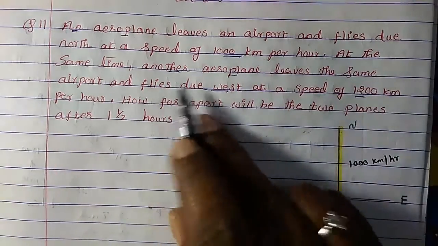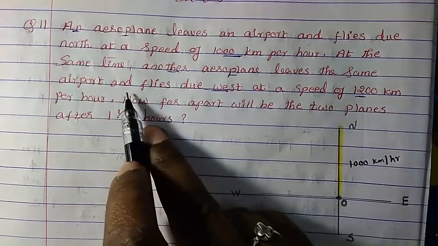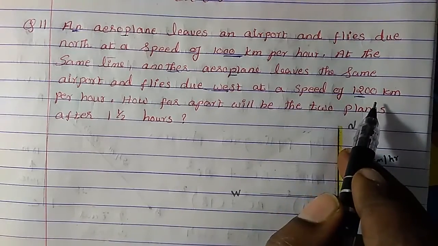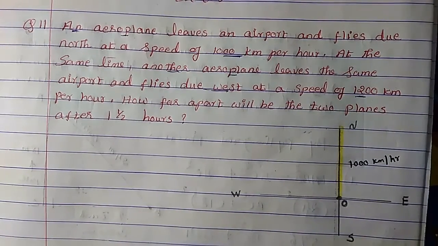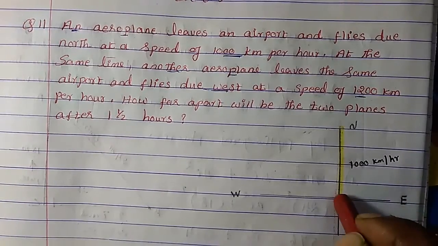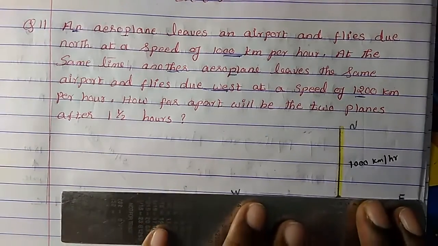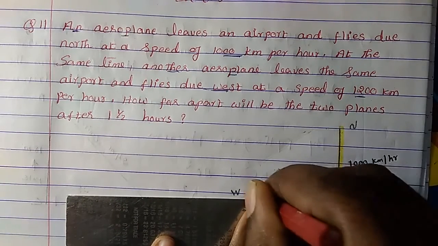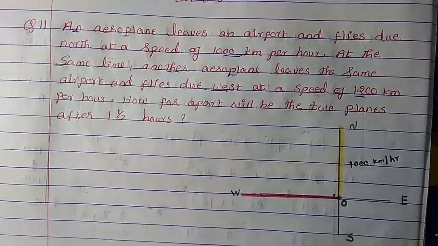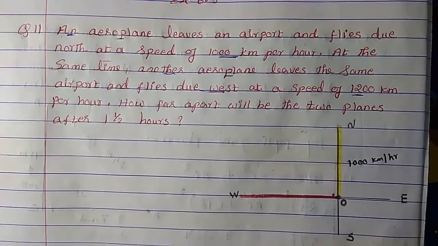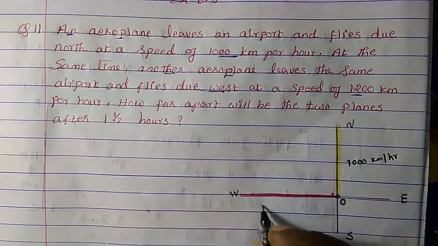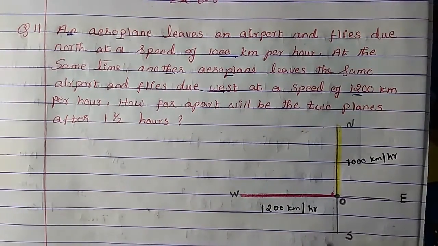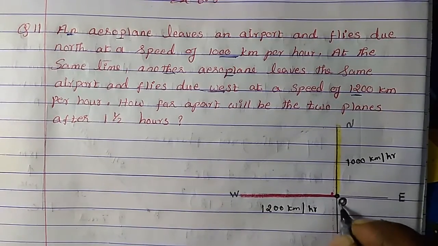Then another aeroplane leaves the same airport and flies due west at a speed of 1200 km per hour. So another aeroplane from the same airport flies towards the west direction, at 1200 km per hour. So this is the airport at the center.